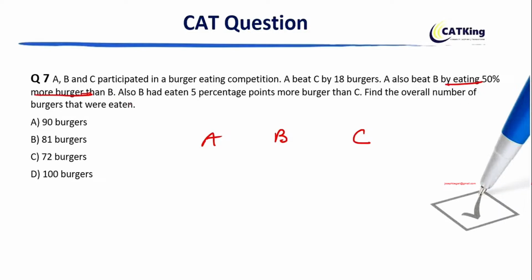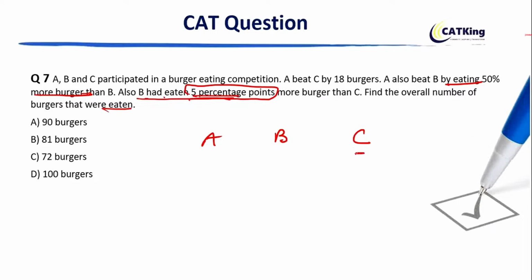by eating 50% more burgers than B, right? Also B had eaten 5 percentage points more burgers than C, correct? Right? So find the total number of burgers that were eaten. So that is your question. Okay. So as it is given that B has also eaten 5 percentage points more burgers.